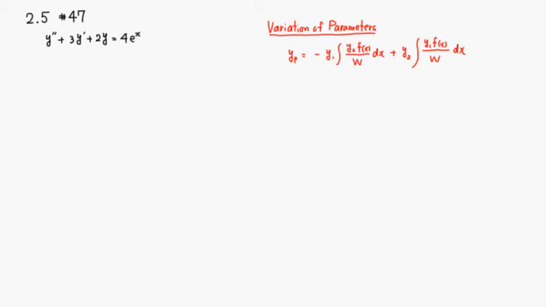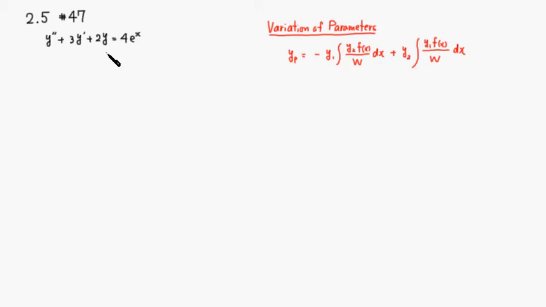All right, let's look at 2.5, problem number 47. This is an example of the method of variation of parameters. We have this variation of parameters formula, so let's use that to find the particular solution. All right, let's do that.